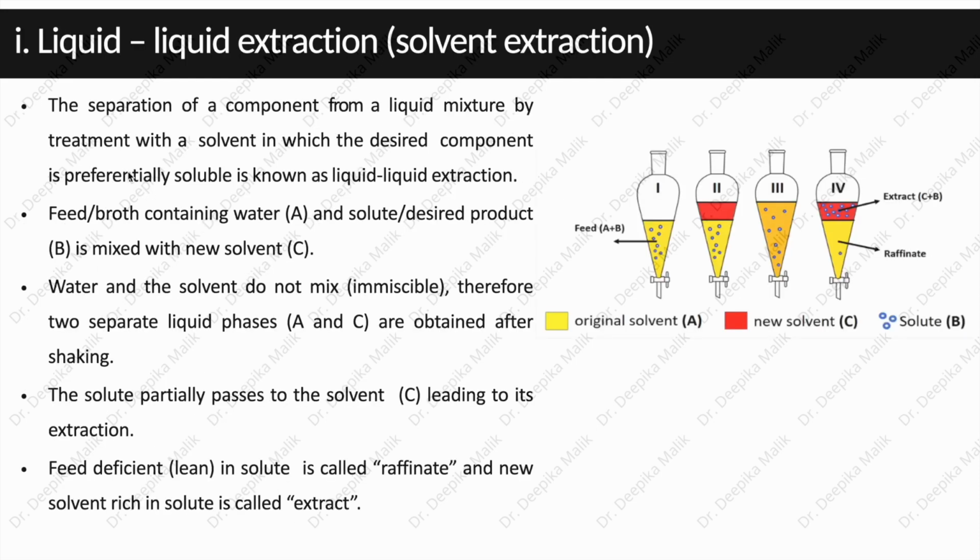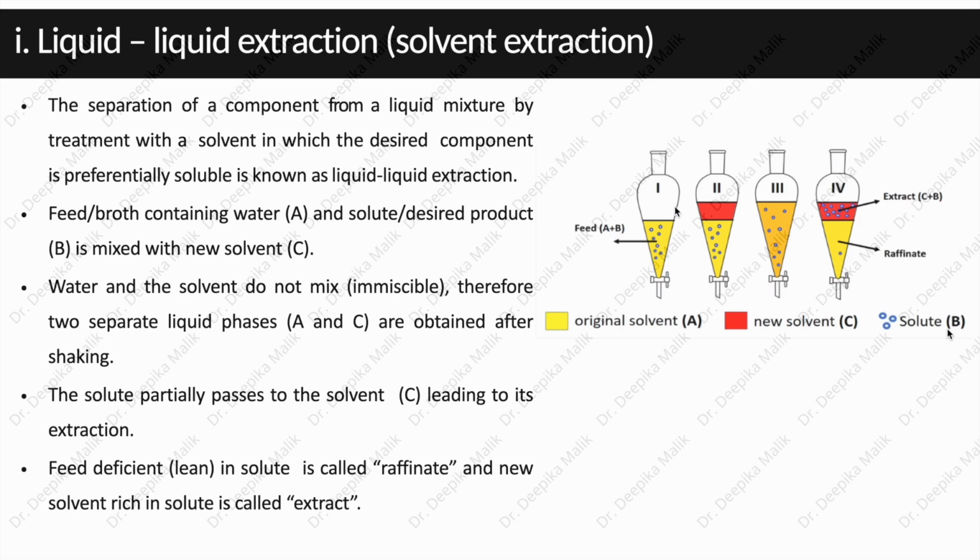Coming to the first part, that is liquid-liquid extraction. The separation of a component from a liquid mixture by treatment with a solvent in which the desired component is preferentially soluble is known as liquid-liquid extraction. For a better understanding, let's see the diagram. Here the feed or broth containing water is denoted by A and the solute or desired product is denoted by B, as you can see in the first part of the diagram.